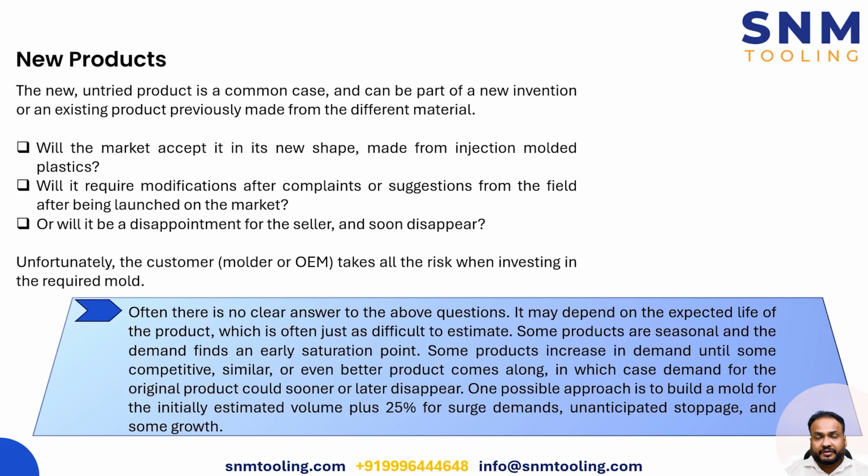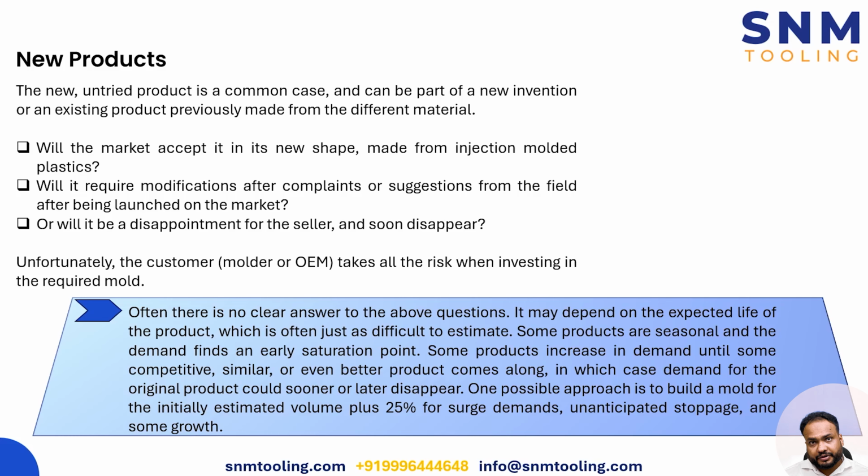But what if the product fails? The loss is going to be substantial. So, which is why the third point says it can either be a disappointment, right? And then the product will soon disappear. So it's up to the OEM to take all the risks, right? And at the same time, I'll tell you a workaround on it.